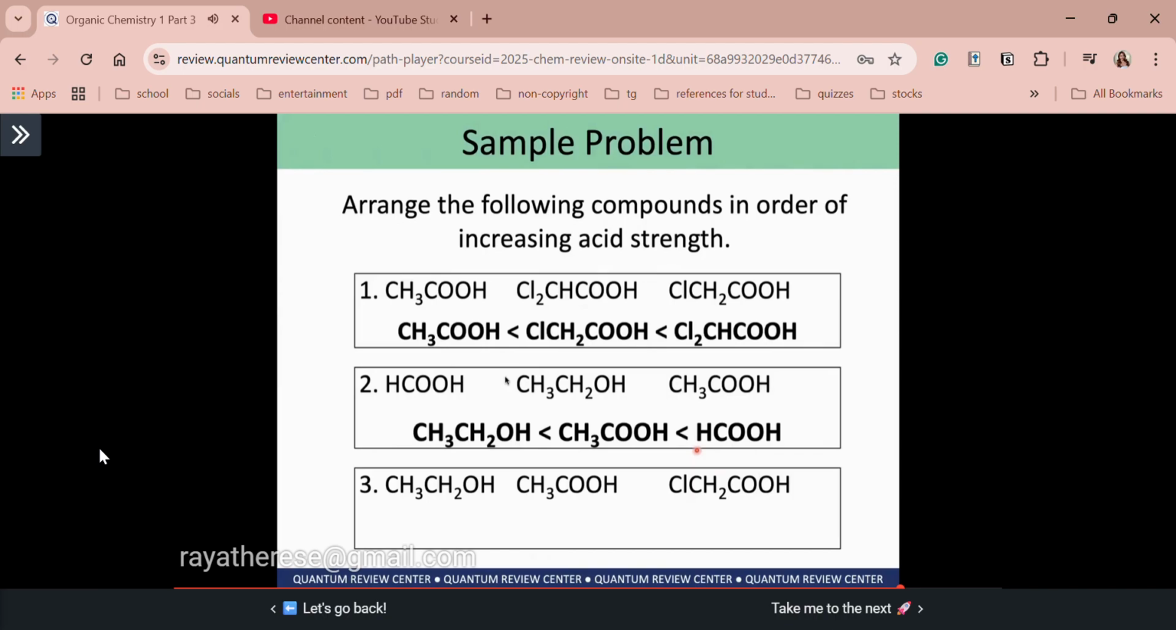Okay, and lastly, we have your last set of compounds. We have ethanol, acetic acid, and monochloroacetic acid, or simply chloroacetic acid. Class, the alcohol ethanol is always the weakest because it has no resonance and it has no highly electronegative or electron withdrawing group.